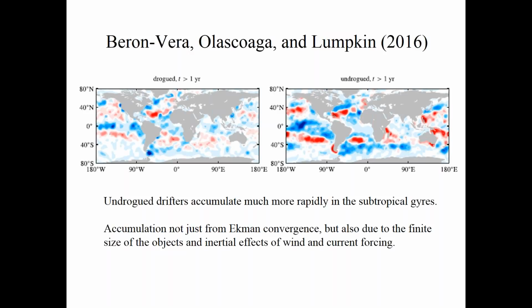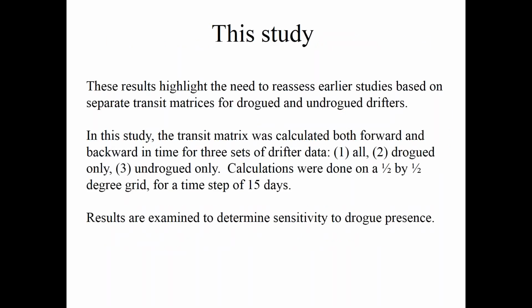And this paper also argues that the accumulation is not just from the Ekman convergence, that's a much slower process driving the drogued drifters, but it's also due to the finite size of the objects and inertial effects of wind and current forcing. It suggests, in other words, that we need to be a little careful and not just throw all the statistics into the hopper and not pay attention to the differences between drogued and undrogued.